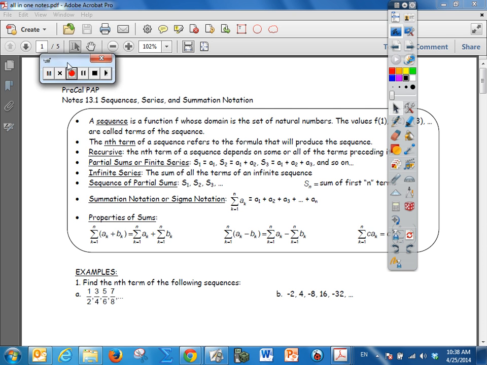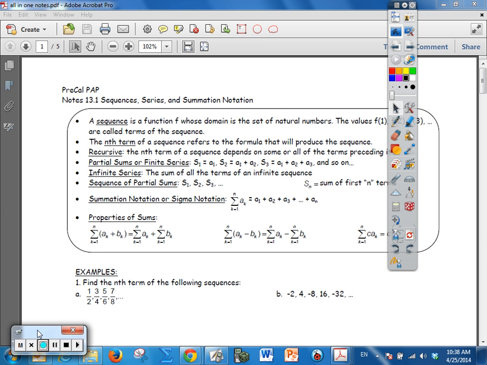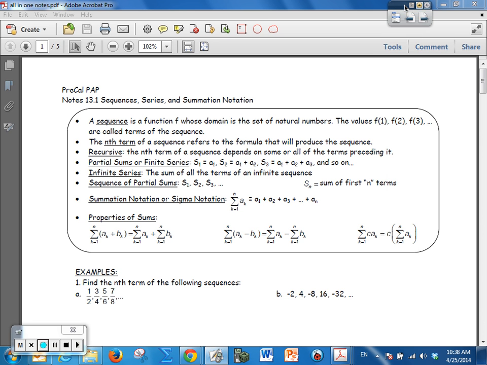Okay guys, let's take a look at our first lesson in this new unit, sequences, series, and summation notation. So first thing, we're going to go over some definitions. You probably have seen some of this in Algebra 2. We're going to go a little bit more into detail though.